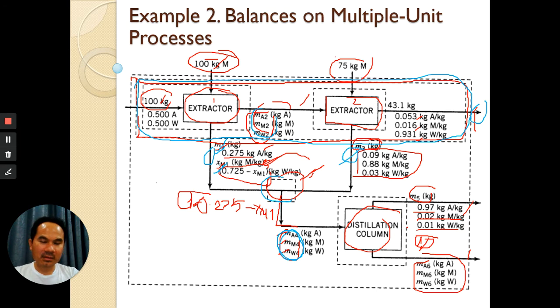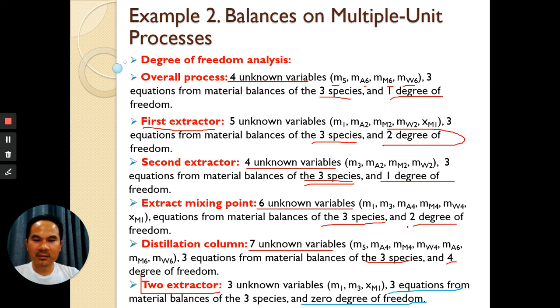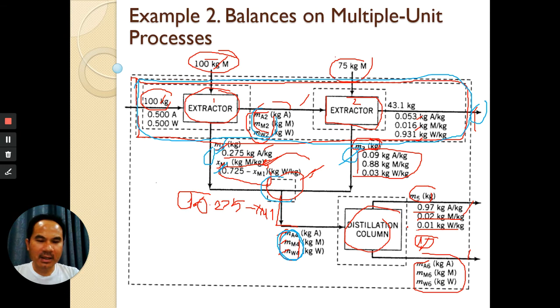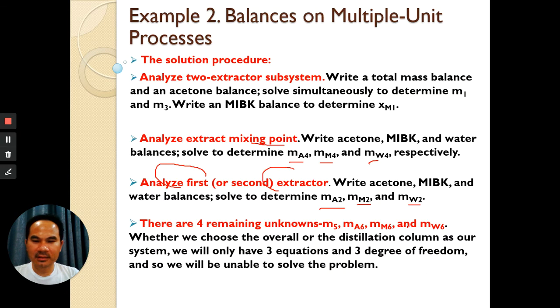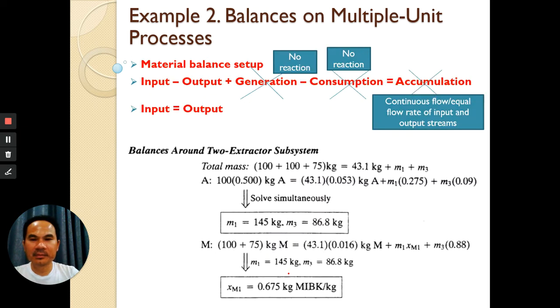For this case, you cannot solve for that. We have only 3 independent equations with 4 unknowns. For this example, you cannot solve for M5, MA6, MW6, MM6. Because we have only 3 equations and 3 degrees of freedom, we would be able to solve this problem only if the unknowns matched. You cannot solve this problem. Okay.